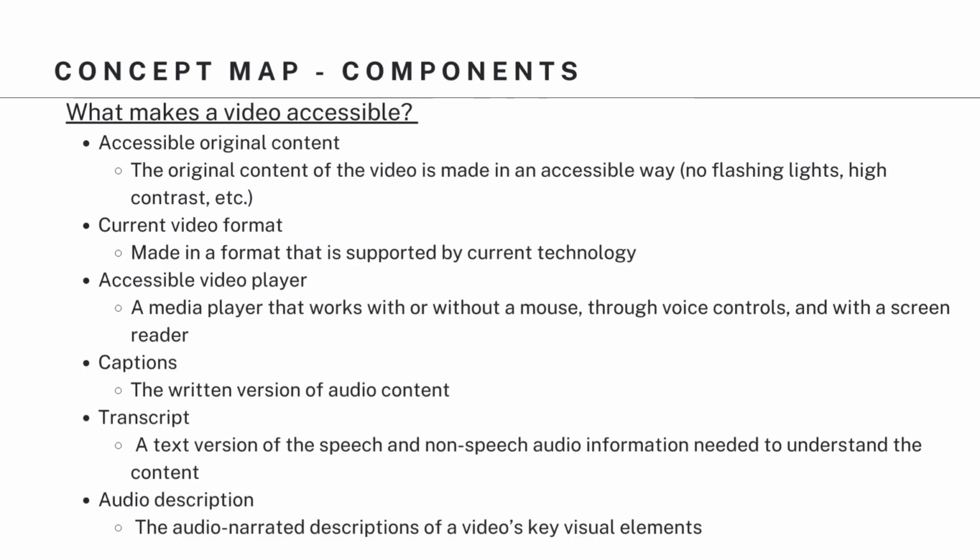Let's talk about what makes a video accessible. It has accessible original content. So the original content of the video is made in an accessible way with no flashing lights, high contrast, etc. It has a current video format, so it's made in a format that is supported by current technology. It has an accessible video player, so a media player that works with or without a mouse, through voice controls and with a screen reader.